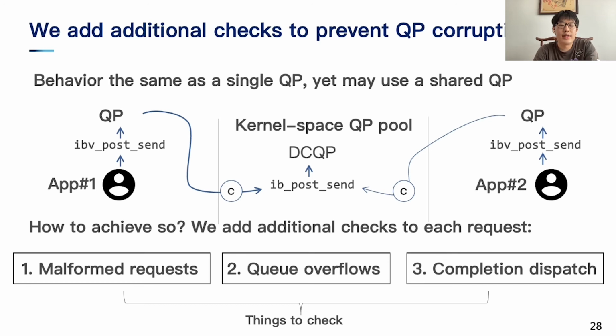Finally, we need to additionally dispatch the requests from different applications to the correct destinations, because the shared QP's responses may belong to different applications. So after checking all these factors, we can now provide an exclusively owned QP abstraction to the application for the shared QP without worrying about QP corruption.